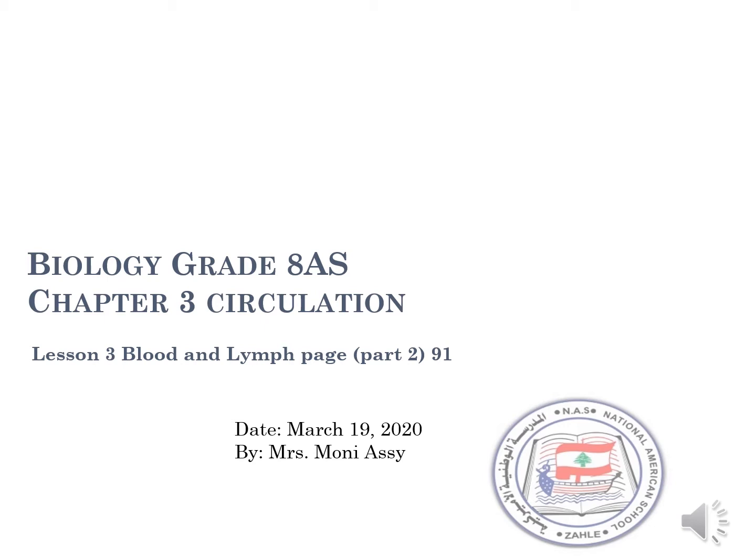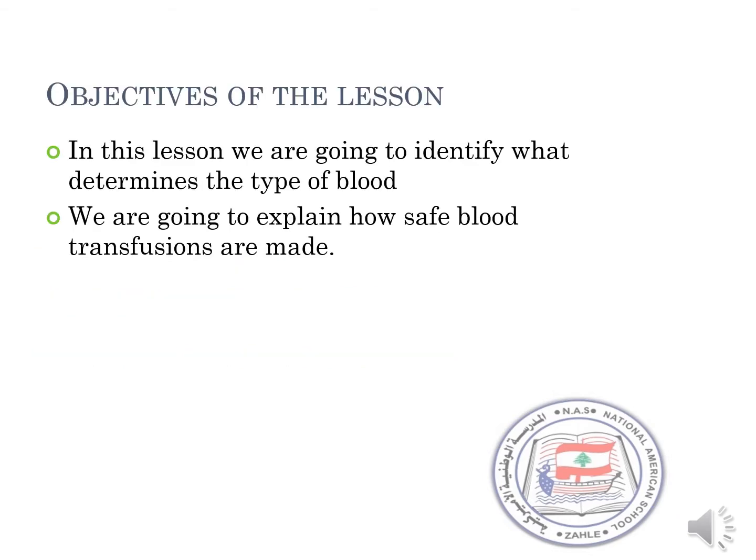We are going to continue chapter 3 circulation, lesson 3 blood and lymph. So please open your books to page 91. The objectives of this lesson: we are going to identify what determines the type of blood. We are also going to explain how safe blood transfusions are made.